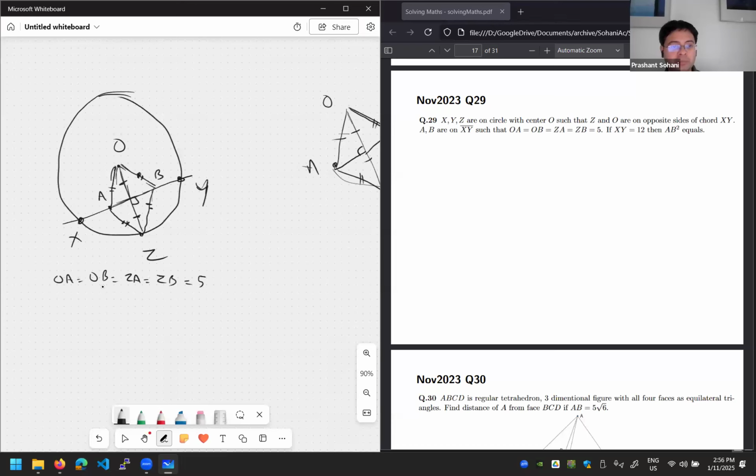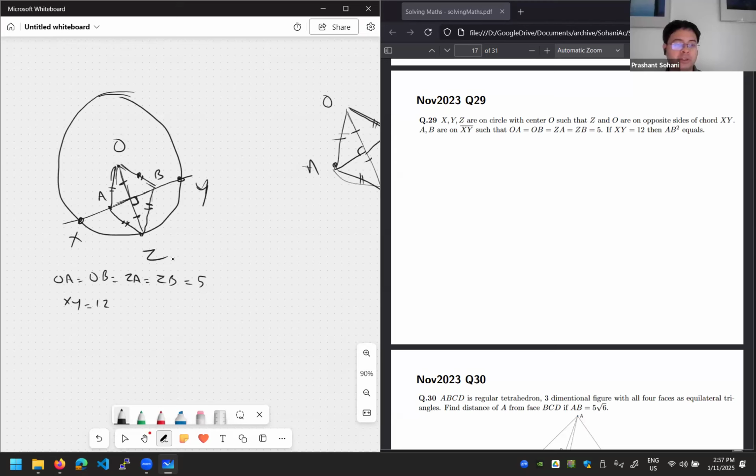And you see, this is how the question paper will try to trick you, that nowhere is it directly given that OAZB is a rhombus, but based on your knowledge and observation, we are deducing that this is a rhombus, and therefore that leads to all these properties that the diagonals bisect each other, and therefore this AB is the sort of the half line between O and Z. Okay. And then what else is given? XY is 12. Okay, so we know that XY is 12.